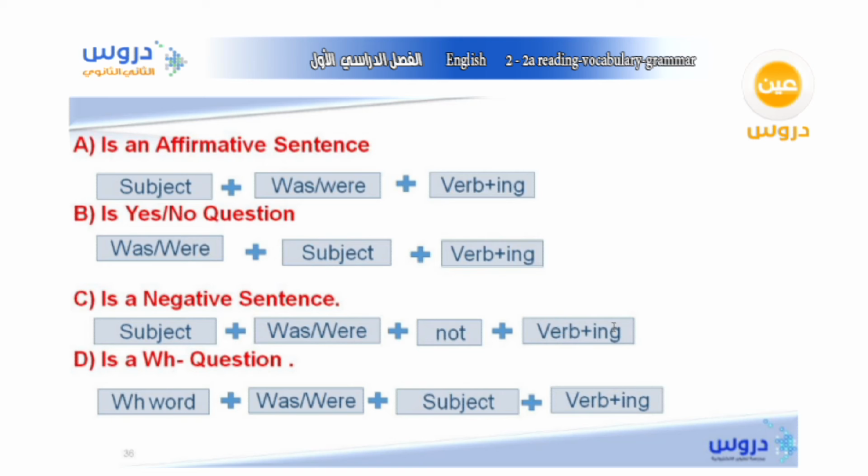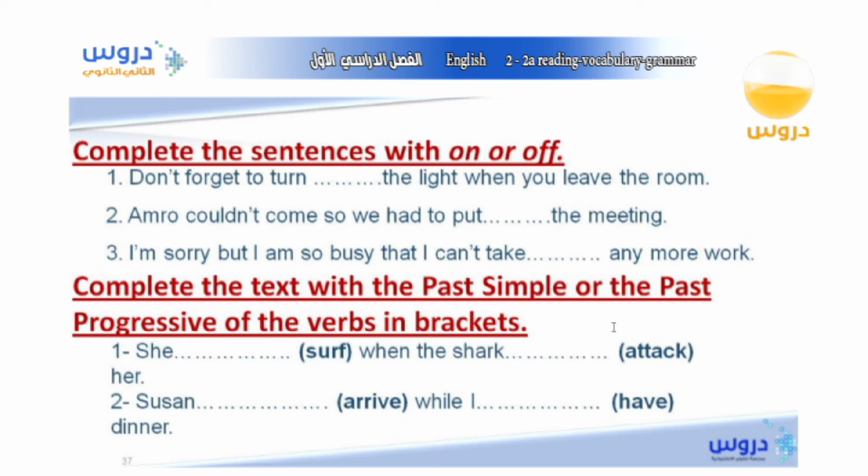Alright, here we go with the summary, and you can see: affirmative sentence, subject plus was or were, and also the verb plus ing. If you have yes/no questions, was or were, subject, and verb plus ing. And negative sentence, subject, was or were, plus not, and verb plus ing. And finally, WH questions: WH word, was or were, subject, and verb plus ing. Alright?